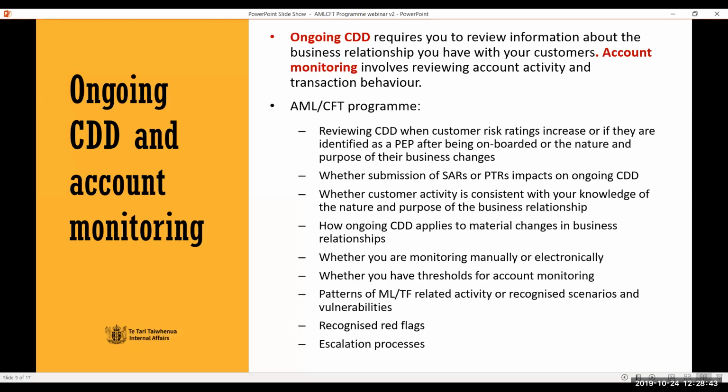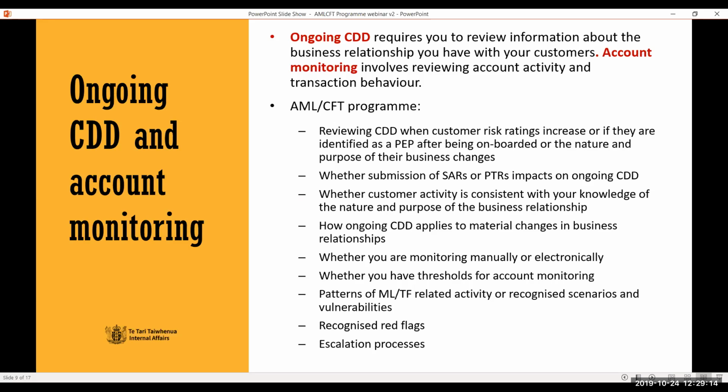You should consider reviewing CDD when customer risk ratings increase, or if they're identified as a PEP after being onboarded, or the nature and purpose of their business changes. Whether the submission of SARs or PTARs impacts the risk of the customer and therefore ongoing CDD. Whether customer activity is consistent with your knowledge of the nature and purpose of the business relationship. And how ongoing CDD applies to material changes in business relationships.